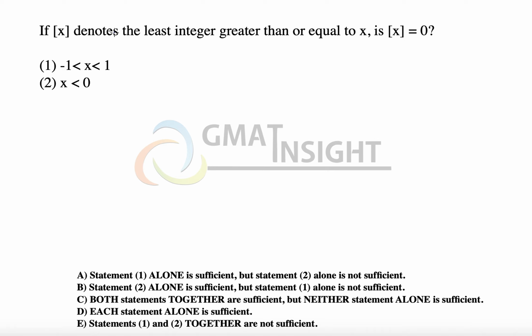Greatest integer x denotes the least integer greater than or equal to x. Is greatest integer x equal to 0? The answer to the question needs to be given in the form of either yes or no.